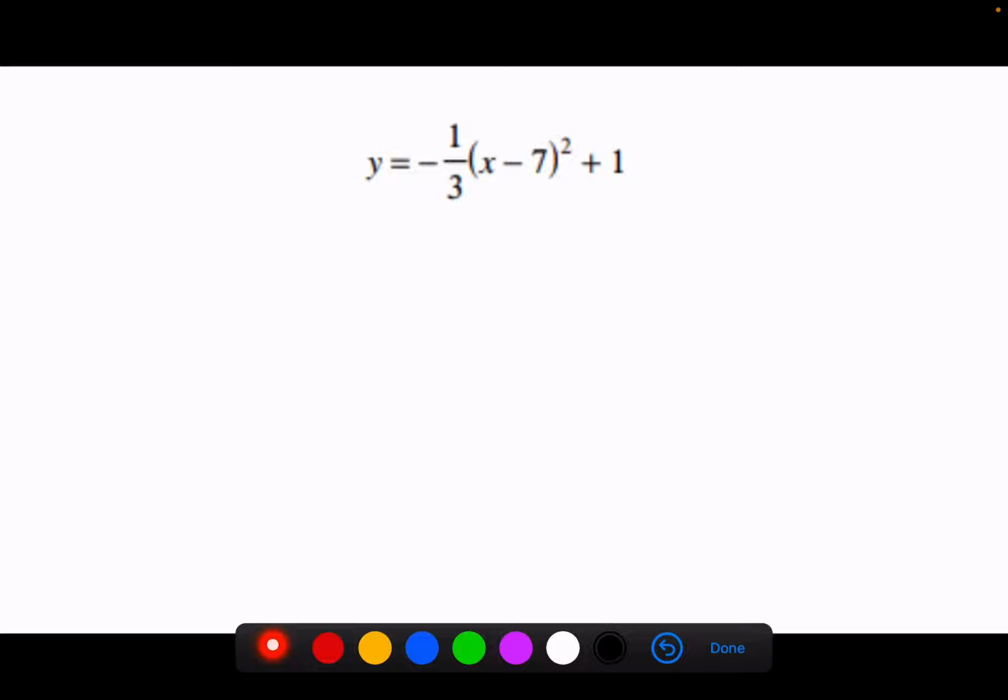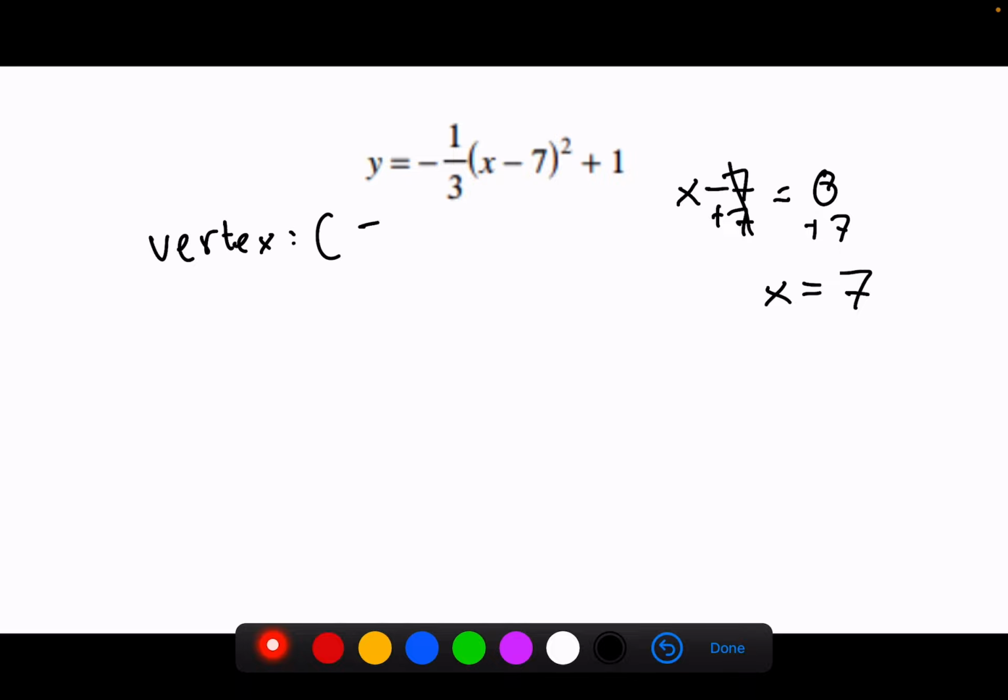So we have y is equal to negative 1/3 times x minus 7 squared plus 1. So you take the x minus 7 and you set that equal to 0. You add 7 to both sides. You get x, this cancels out. You get x is equal to 7. So the x coordinate of your vertex is 7.